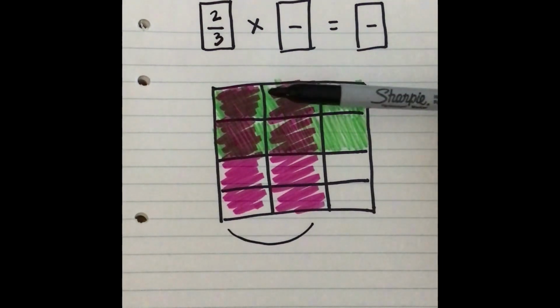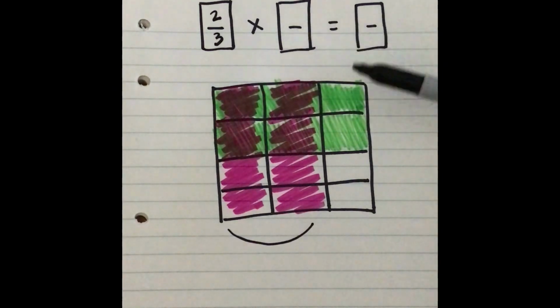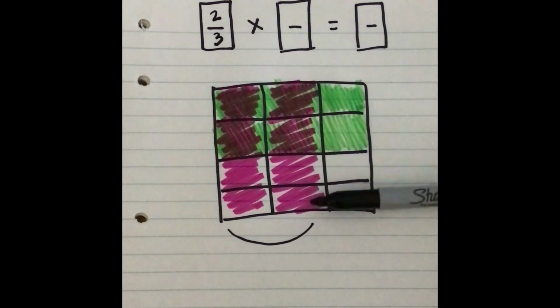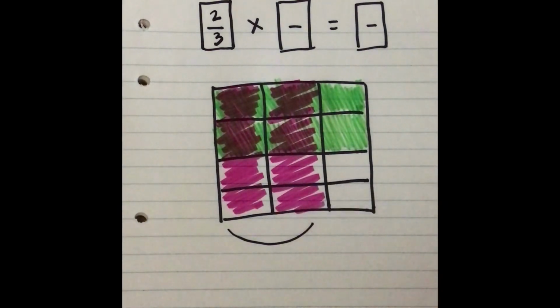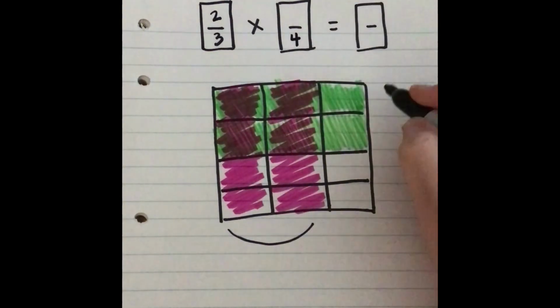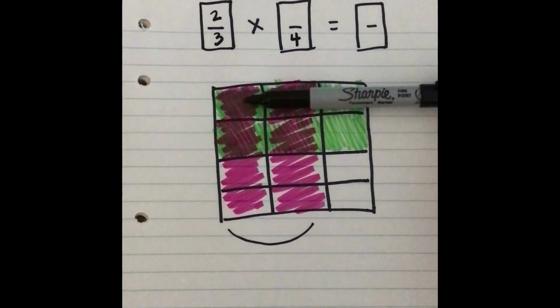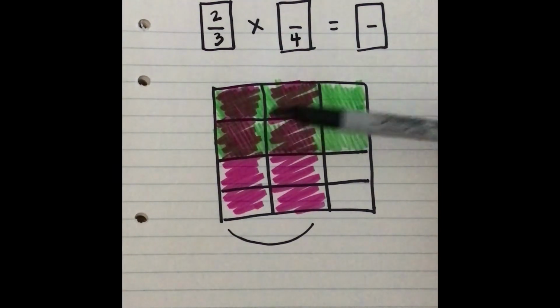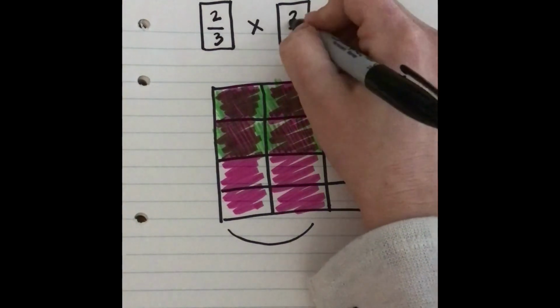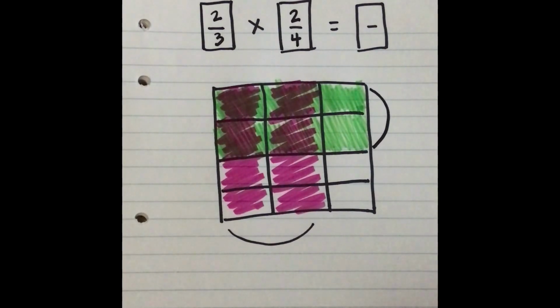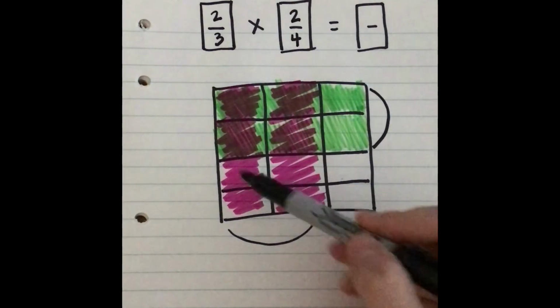Let's look over here at our second fraction. So I have 1, 2, 3, 4 is going to be our denominator. 1, 2, 3, 4. How many of those 4 are colored in? I see 1, 2. These 2 right here. So now let's look and see how many total boxes do you see?